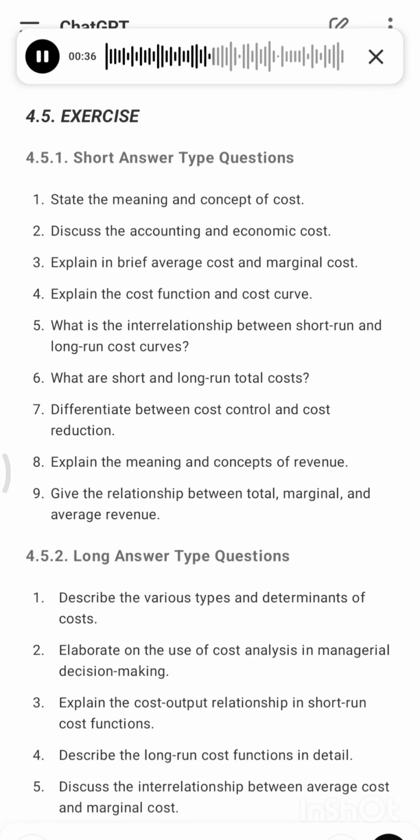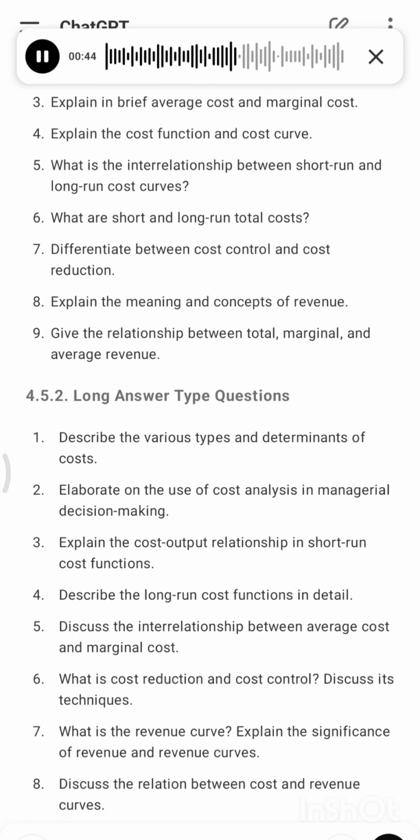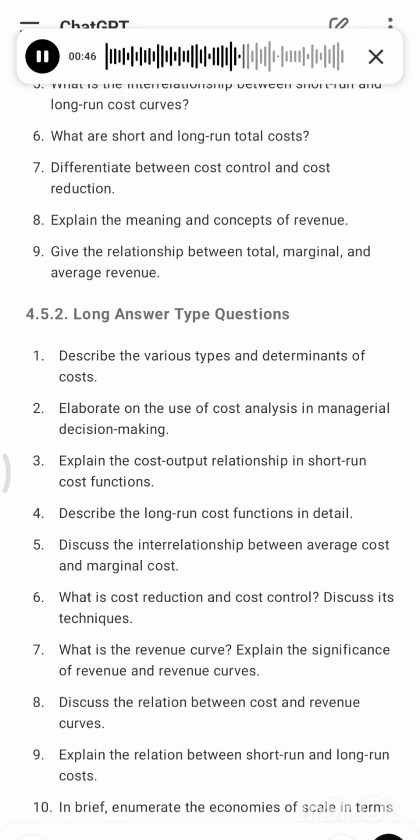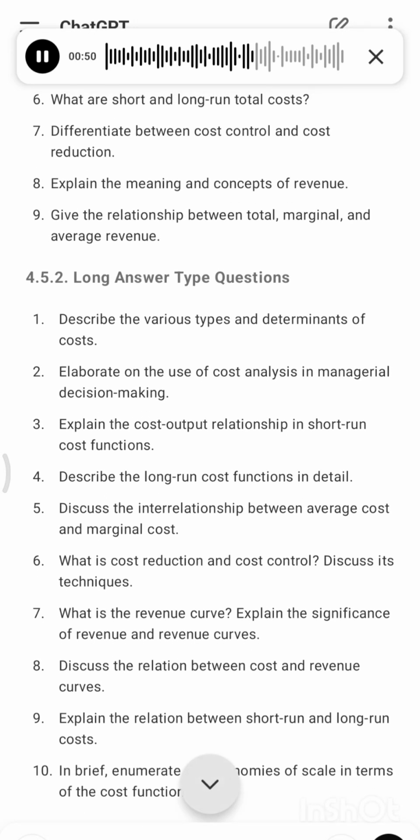4.52 Long answer type questions. 1. Describe the various types and determinants of costs. 2. Elaborate on the use of cost analysis in managerial decision-making. 3. Explain the cost-output relationship in short-run cost functions. 4. Describe the long-run cost functions in detail. 5. Discuss the interrelationship between average cost and marginal cost. 6. What is cost reduction and cost control?